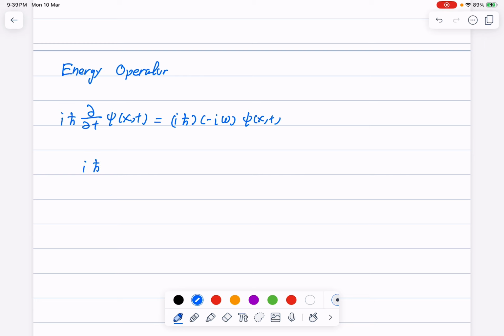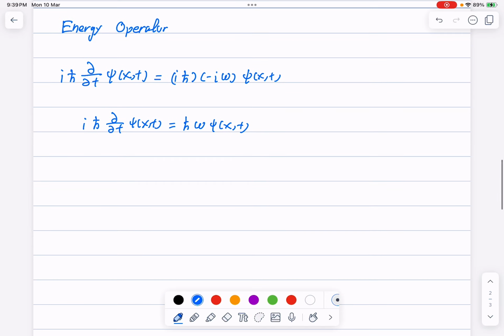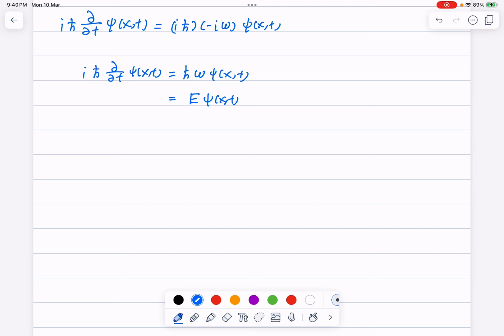This will get us i h bar partial derivative with respect to t of psi of x and t equals h bar omega psi of x and t. What will this get us? This will get us E psi of x and t. Thus, we define this as the energy operator. It's defined to be i h bar partial derivative with respect to t, which is also defined to be E hat.